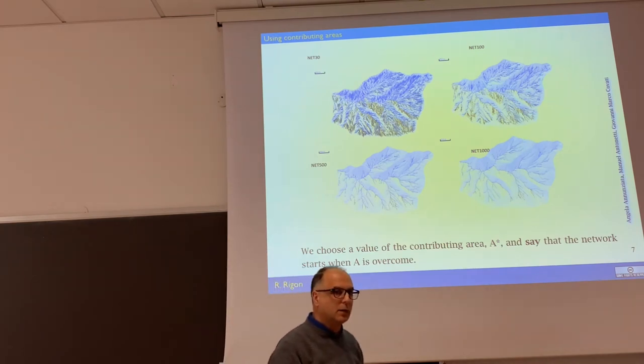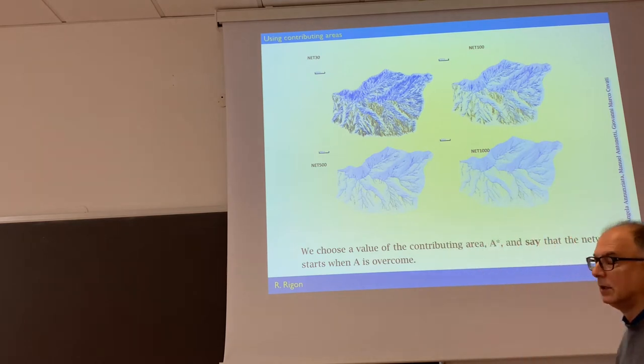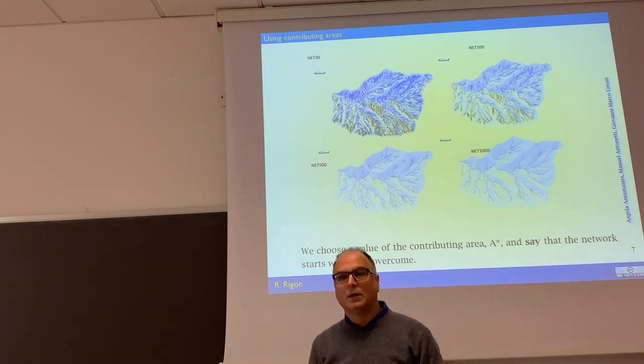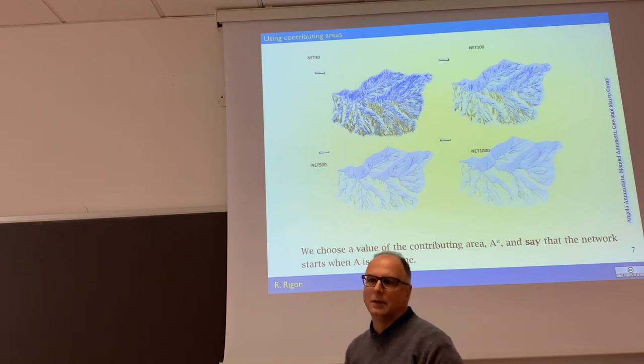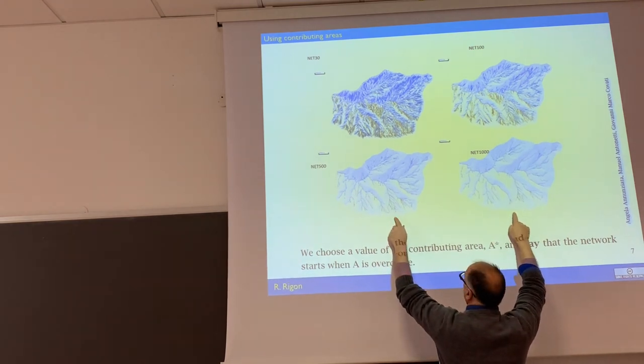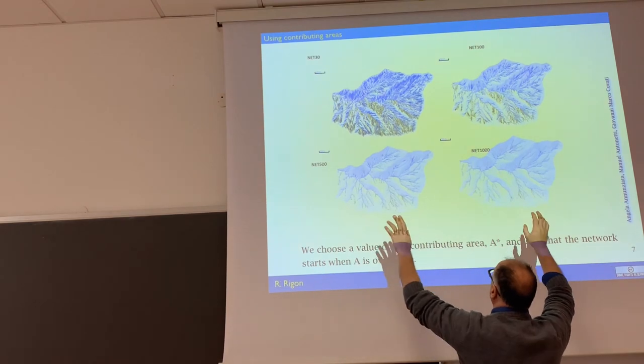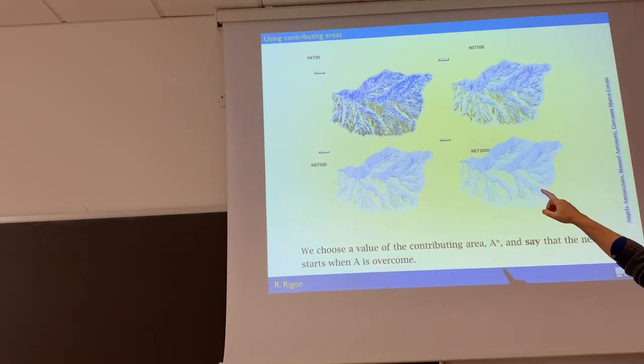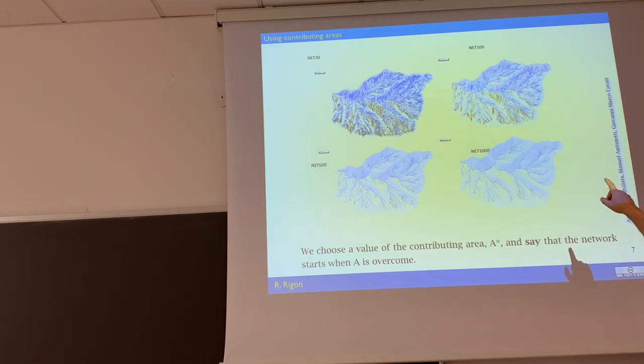So if we take the contributing area as a representation of the surface, what happens is, for instance, we have this catchment. On the top left, we have 30 pixels, then 100, then 500, then 1,000. As you see, from 1,000 to 500, nothing is changing really dramatically. So it looks like the pattern of the river itself is pretty stable. Here you change a lot of the area, but something is disappearing, but not so much. While going from 30 to 100, a lot is changing.